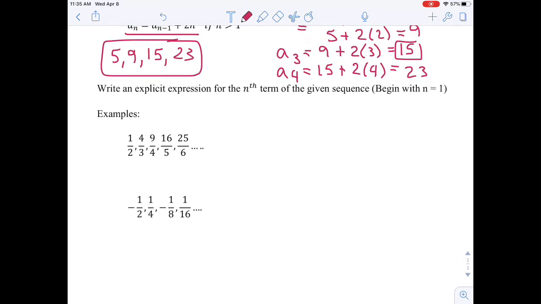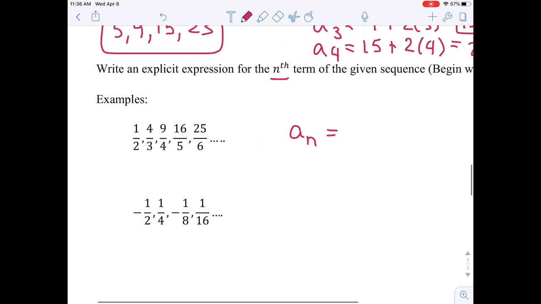The last part here is writing an explicit expression for the nth term. So we want to write an expression that would help you find any term in that sequence. So basically what we're trying to say is, how do you find the nth term? And we're always beginning where n equals 1. So this is n equals 1. This one is n equals 2. Then 3, 4, and 5. So you got to look at what's going on.